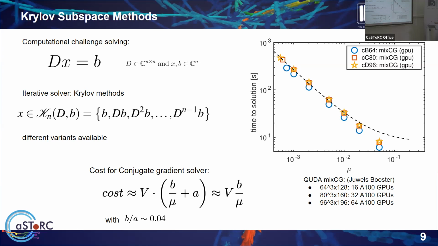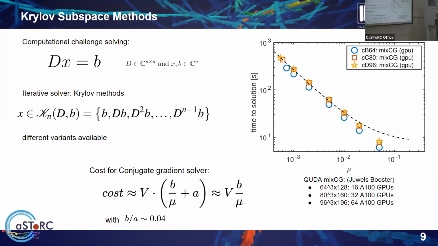And so by measuring the dependency on mu of this conjugate gradient solver, we get this cost formula for this inverter. I fit it here with the coefficients b and a, and the ratio b over a is around 0.04. This means that going to very small quark masses makes the simulation very expensive because, as you see, you need around 10 to the power 3 seconds for the inversion.